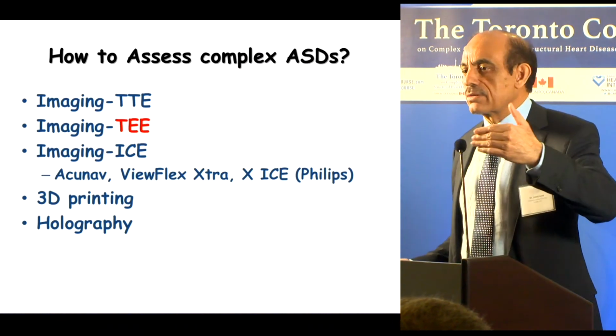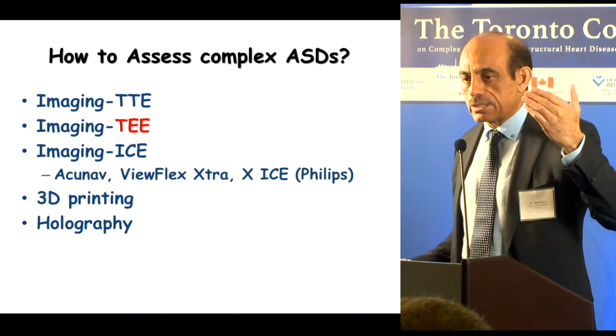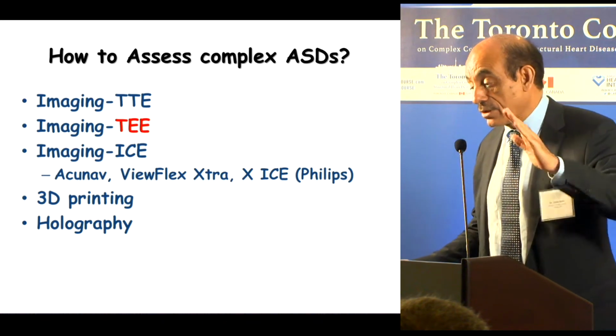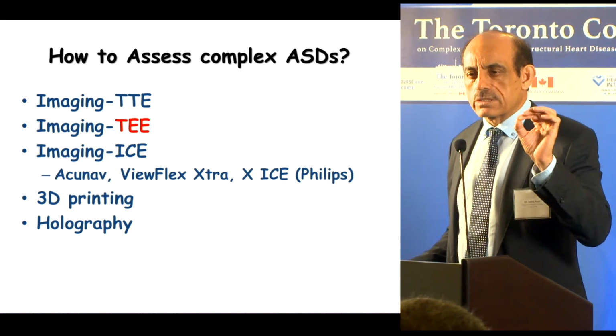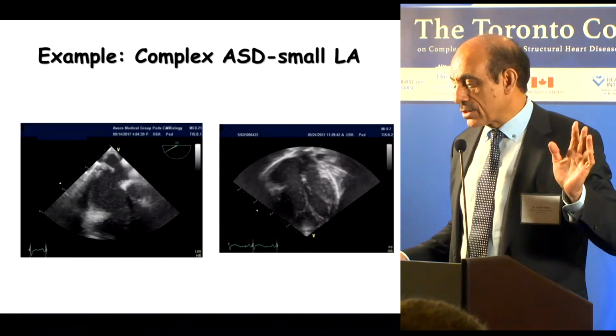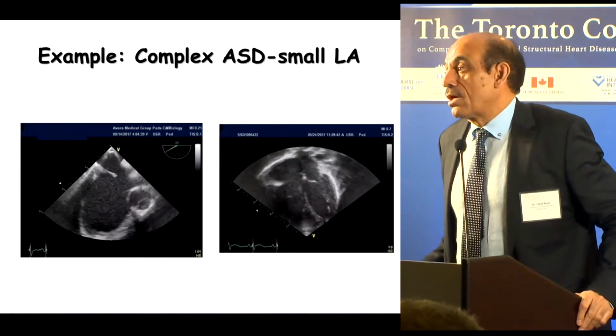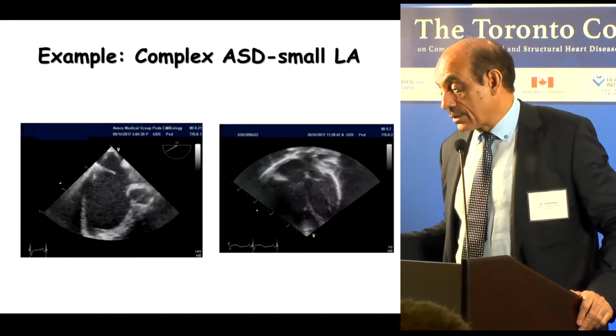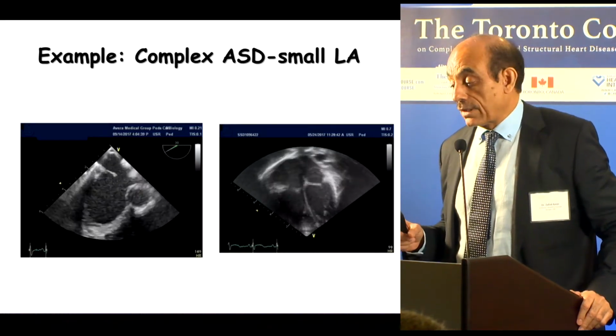Anyway, you heard some beautiful slides. You've seen everything about assessment by imaging, and ICE and everything, so I'm not going to touch on that. I'm going to focus a little bit on transesophageal echo, the simplest way. So this is a complex atrial septal defect. Now make no mistake, the defect that you're seeing is really not the defect. The defect is higher.